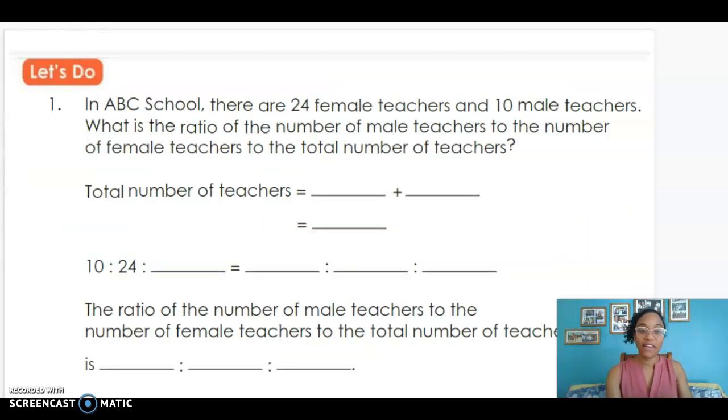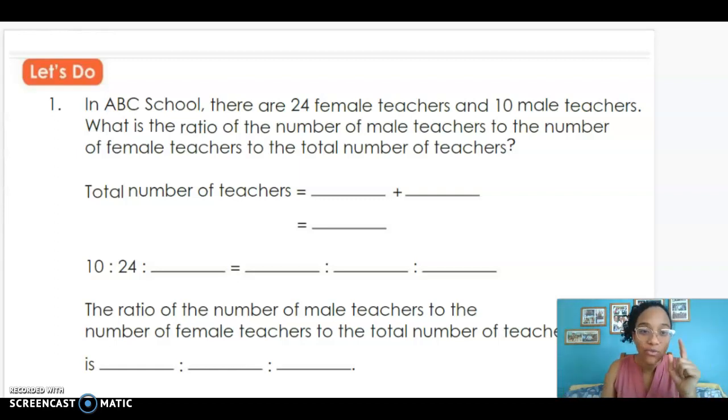Now, this is one that I'm going to start you off on, and I'm going to see if you can finish it on your own. In ABC school, there are 24 women teachers and 10 male teachers. What is the ratio of the number of male teachers to the number of female teachers to the total number of teachers? Dun, dun, dun.